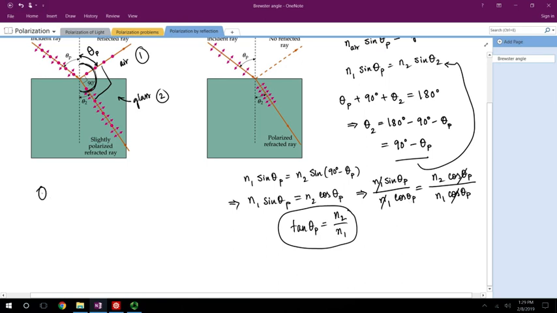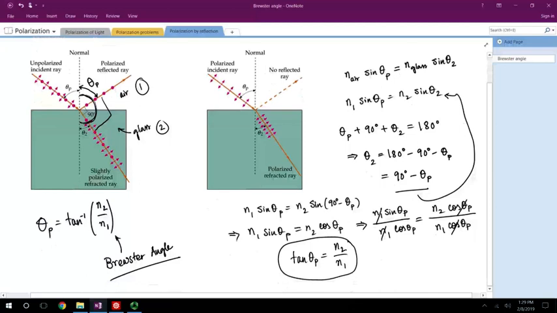All right, so that tells us that theta p is equal to arctangent, or tangent inverse, of N2 over N1. And this is referred to as the Brewster angle. So in order to use polarization by reflection, we have to have a ray of light or beam of light be incident at the Brewster angle. The angle of incidence has to be the Brewster angle. And in that case, the polarized reflected ray and the unpolarized or slightly polarized refracted ray, right? Those will be at an angle of 90 degrees.